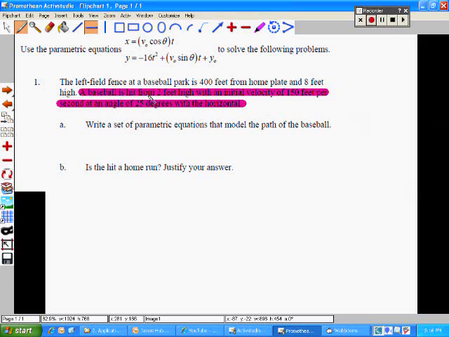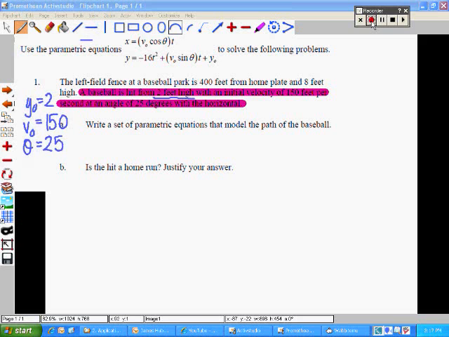It says a baseball is hit from 2 feet high with an initial velocity of 150 feet per second at an angle of 25 degrees with the horizontal. See if you can make a list of all the variables that are given in this sentence. Hopefully you came up with this list. Now all we have to do is plug these numbers into the parametric equations. So go ahead and do that.